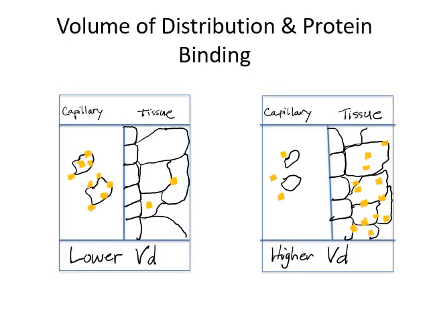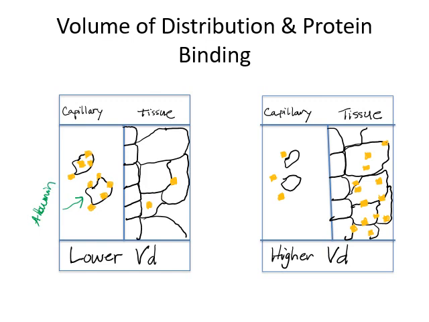This is another one of my masterpieces here, if you will, but this is just another drawing for volume of distribution and protein binding. You can see on the left you have the lower volume of distribution, and on the right you have a higher volume of distribution. The yellow represents your drug, and on the left the yellow is bound to these little albumin. This is albumin here. And so the drug is protein bound.